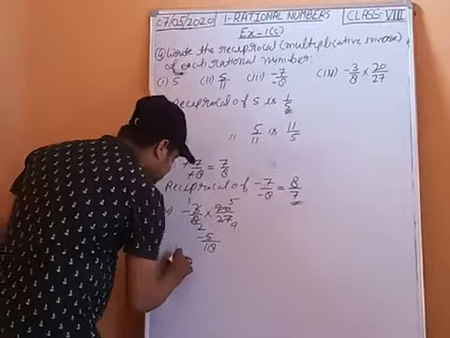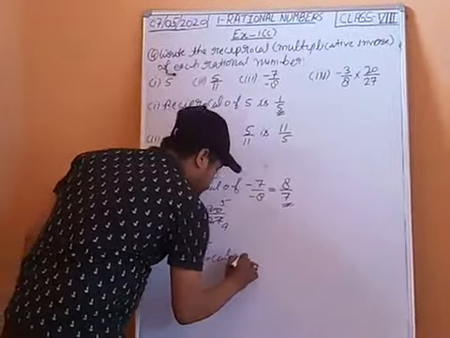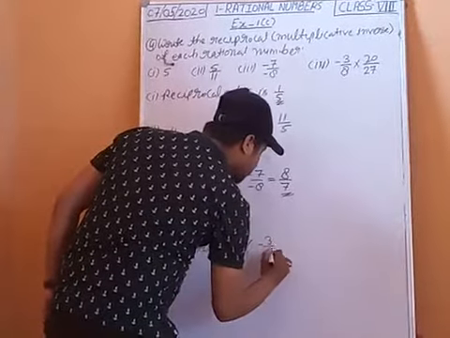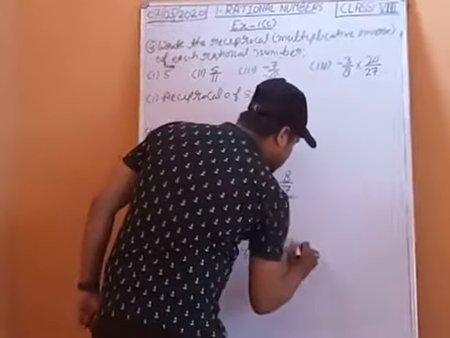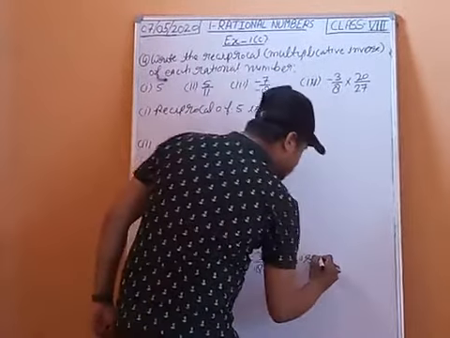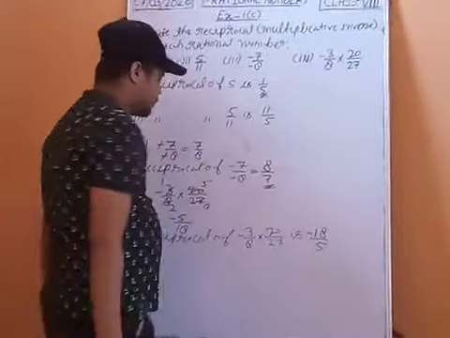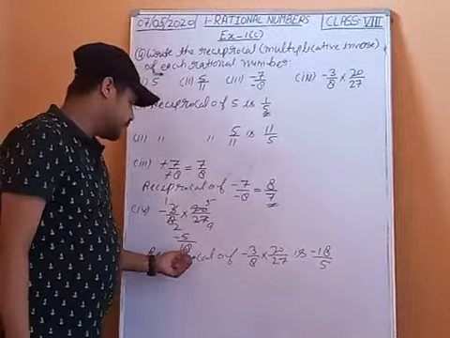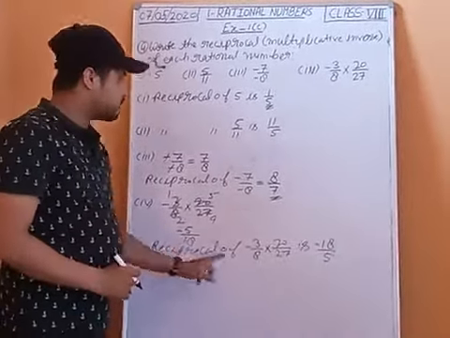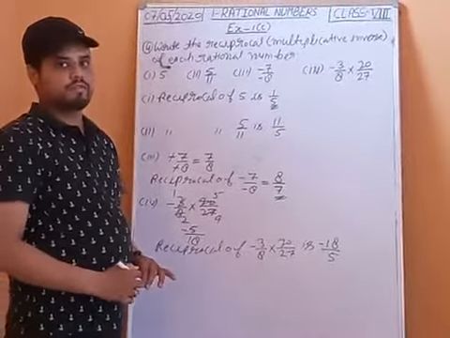So we will write reciprocal of this number, minus 3 upon 8 multiply 20 upon 27, is minus 18 upon 5. Reciprocal of minus 5 upon 18 is minus 18 upon 5. So we will write reciprocal of this number is minus 18 upon 5.